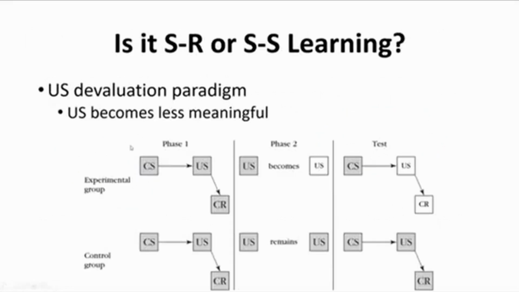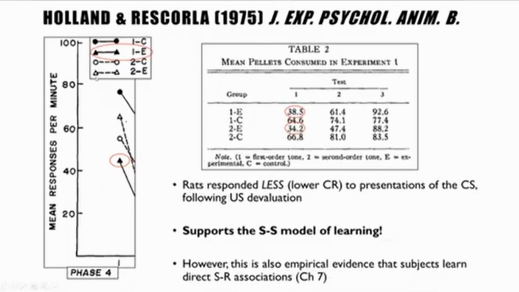Let's look at an example, an actual physical example of this devaluation procedure. Now, these diagrams are from a larger experiment that looked at both first order and second order conditioning. We really only care about their first order conditioning, so we're looking at 1E and 1C. 1E meaning first order conditioning experimental group, and 1C the first order conditioning control group.